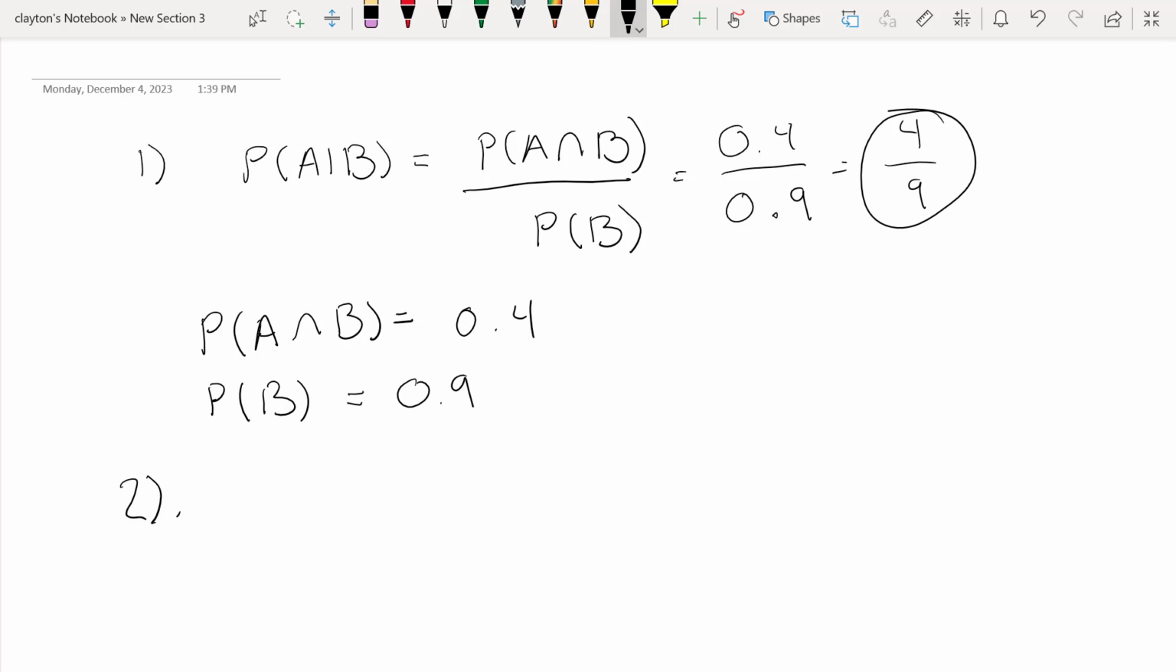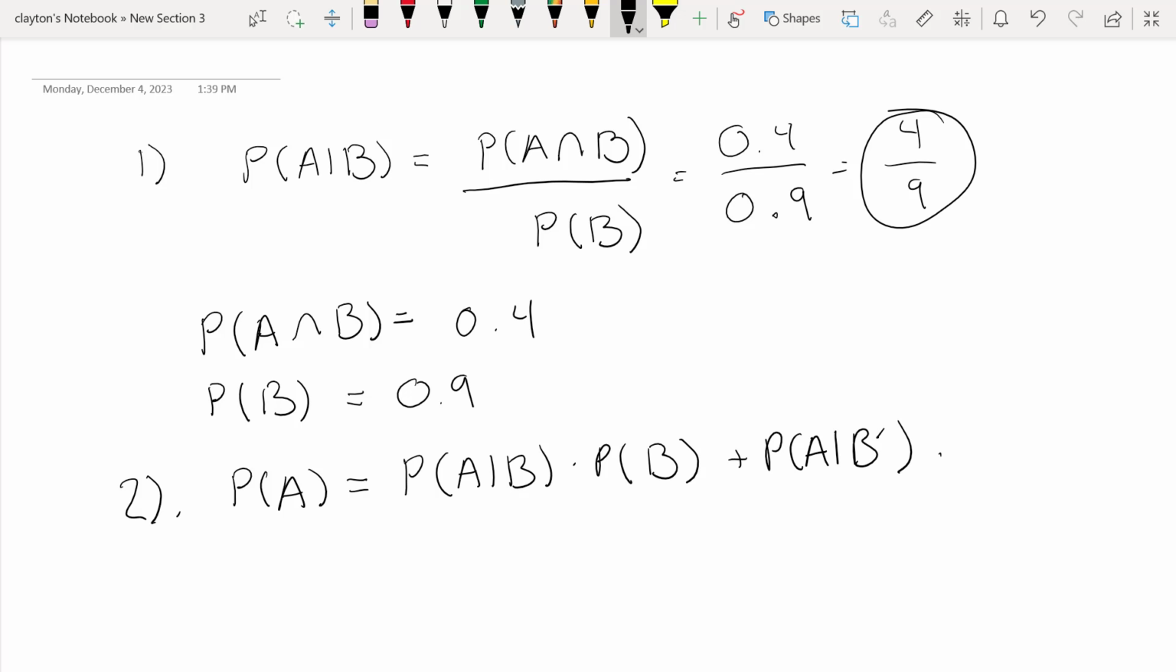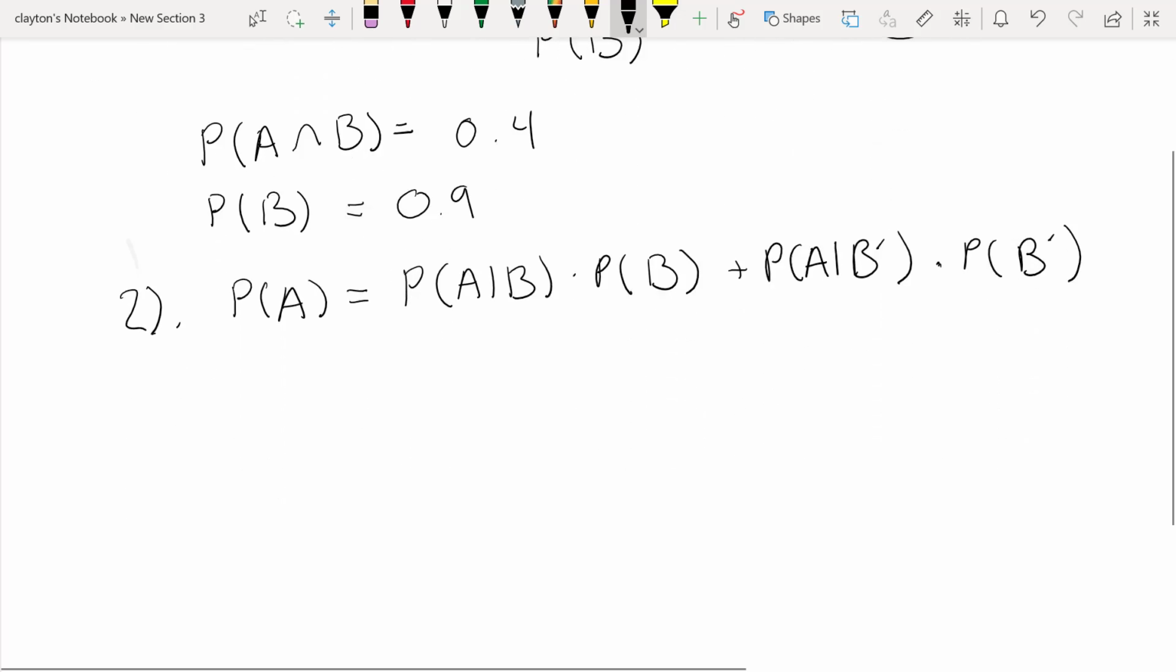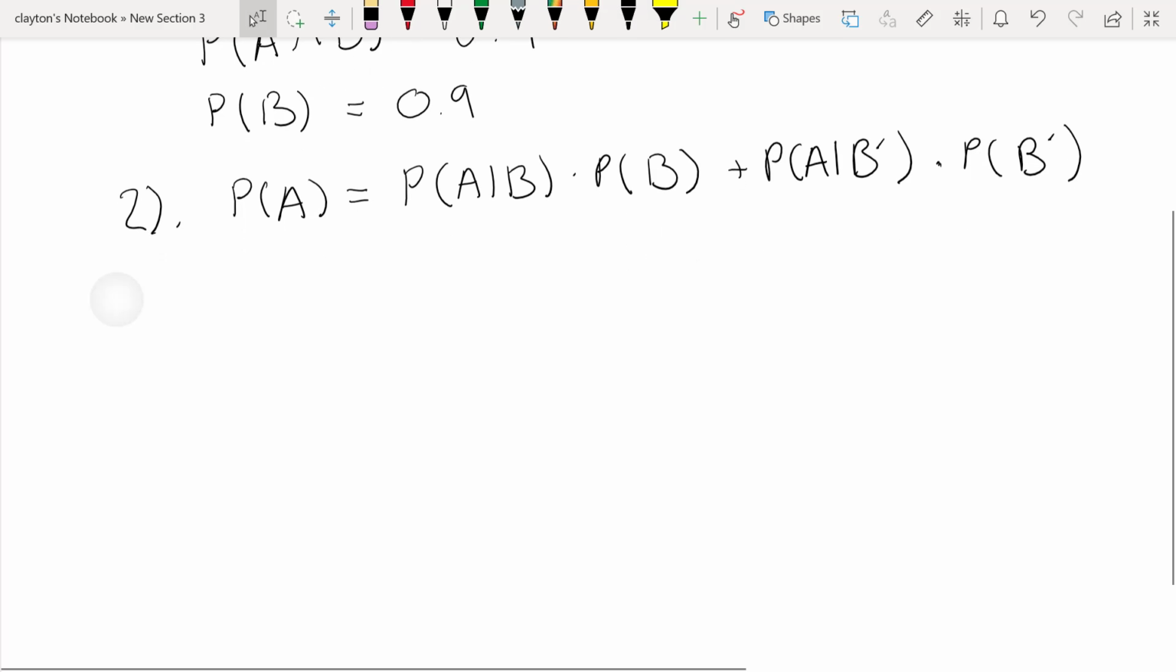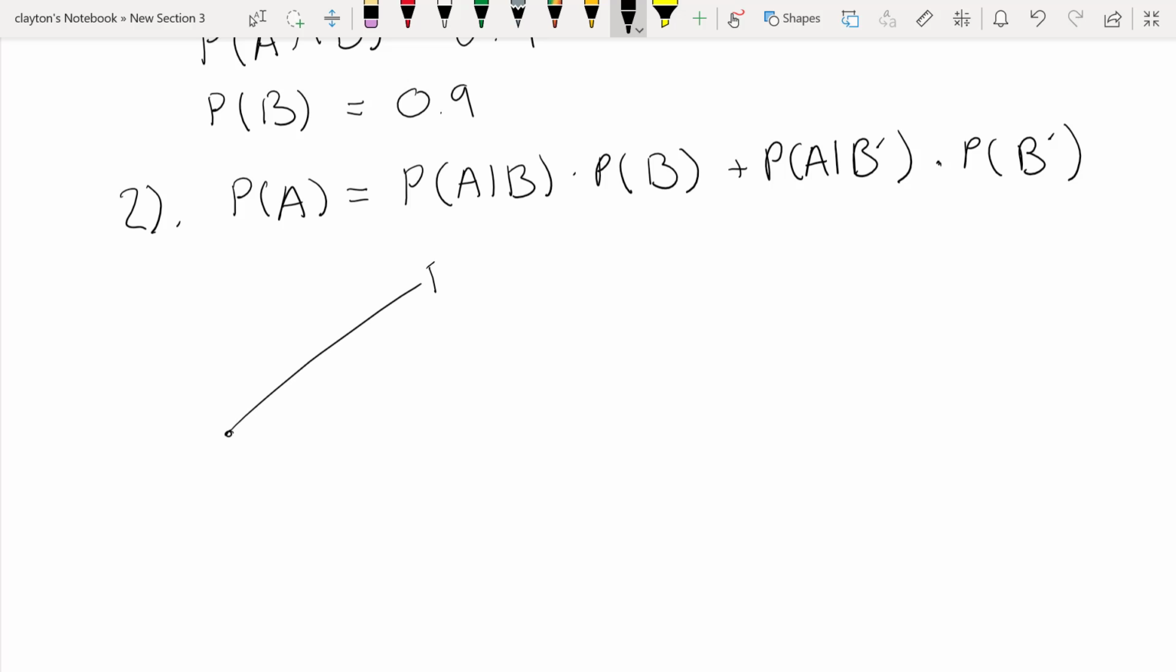Number 2, it starts bringing in the total law of probability, which is the probability of A, and you could think of this as the tree diagram, and I'll draw that out here shortly. So probability of A given B times the probability of B, plus the probability of A given not B times the probability of not B. So this is number 2. In this case, right, so let's look at the tree diagram. Think of that B is happening first, right? So like B can either happen or cannot happen.